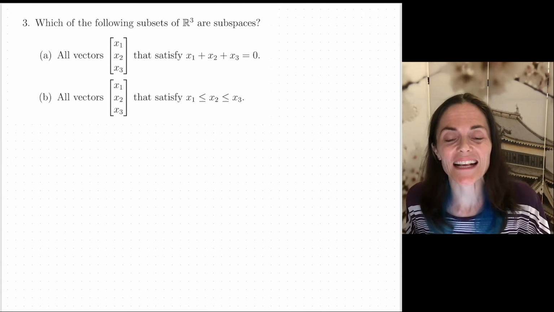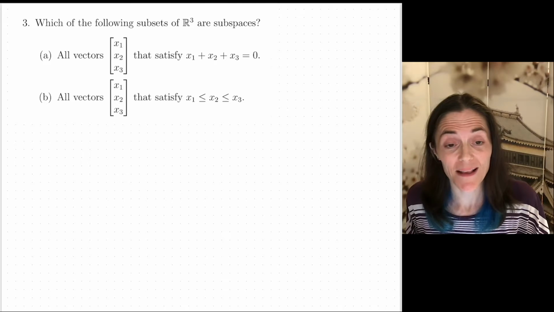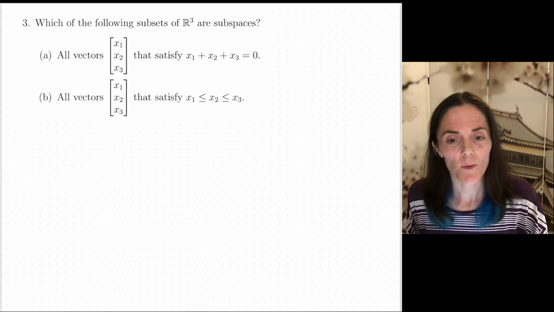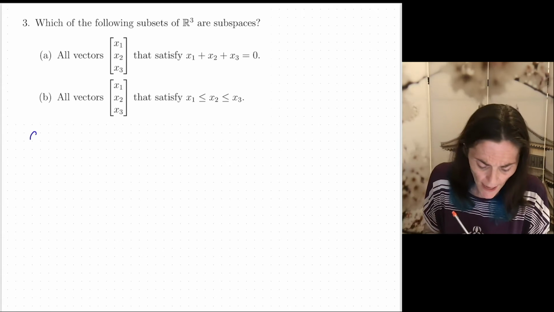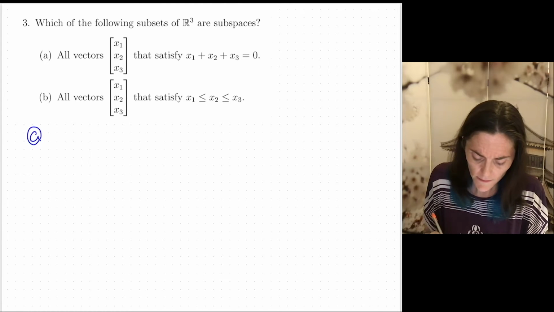Which of the following subsets of R3 are subspaces? I'll say one of them is yes and one of them is no. So the first one, letter A, is the yes. This is a subspace.